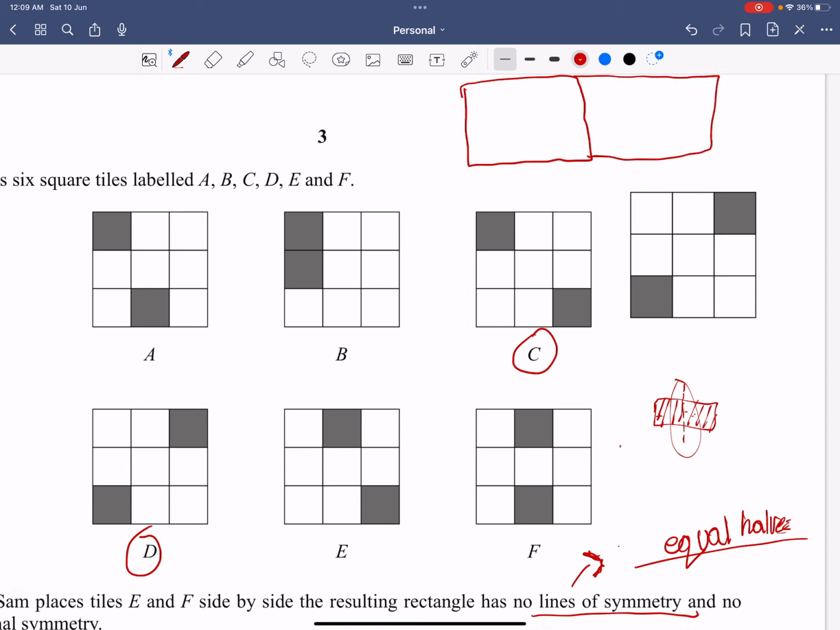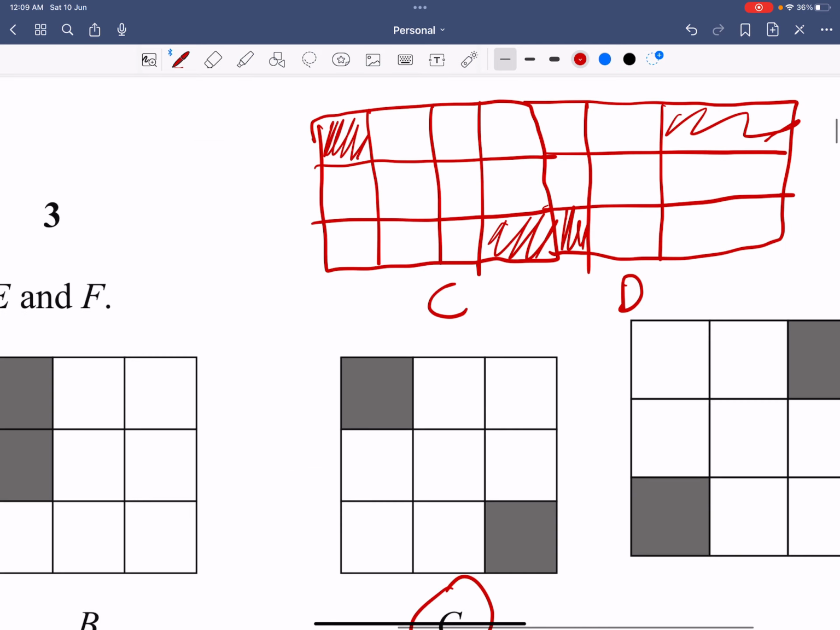First I'll be making C, and then I'll be making D. So this is C and this is D, which will make one big rectangle having one line of symmetry. If you can see, we'll shade this, and for D we'll shade this, and we'll shade this. So now you can see that this is the line of symmetry.